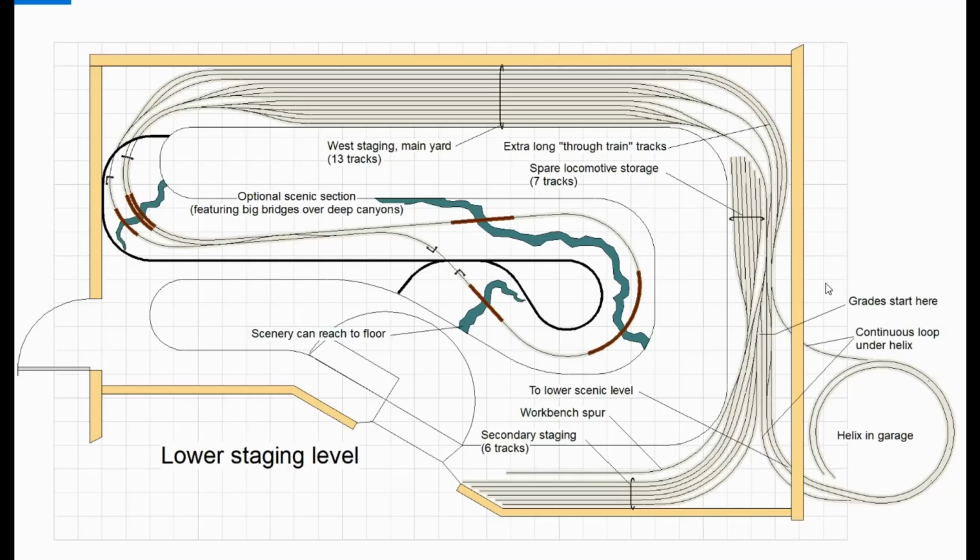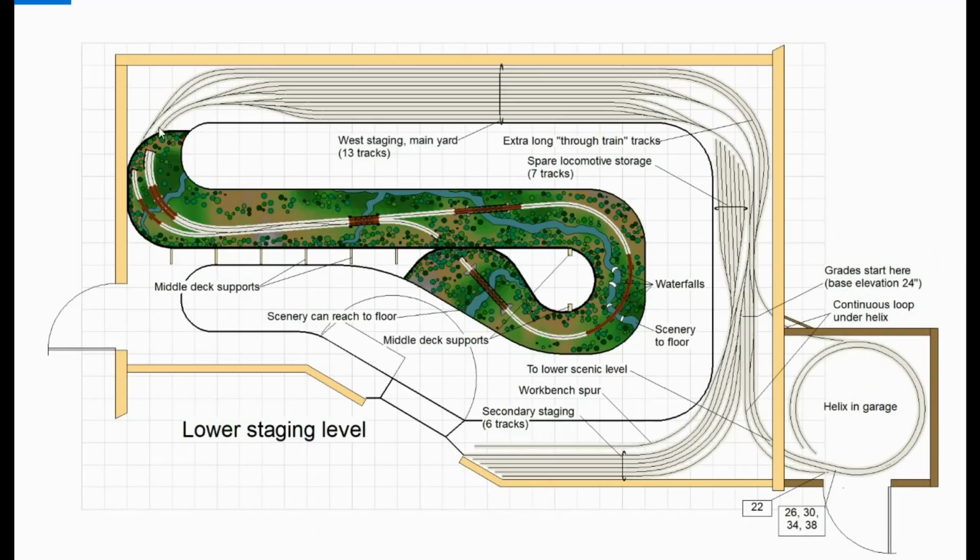So now with all the main elements of the layout fleshed out, it's time to start adding the details and the scenery. Here is that scenic section on the bottom level drawn in. I added an extra bridge at this point, and I've shown 2 areas where the scenery can reach all the way to the floor. This stream can follow the track for a considerable distance and then drop over a series of waterfalls down to floor level, and then another deep canyon at this point. One of the first scenes that'll be seen as you walk into the room.